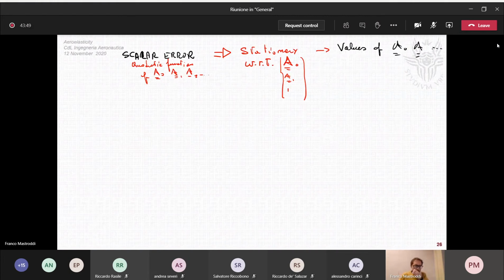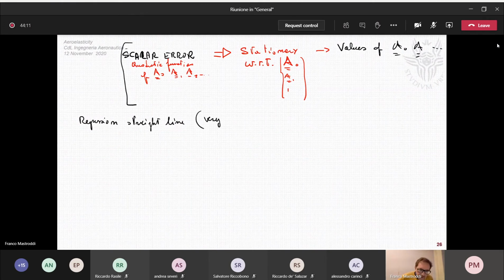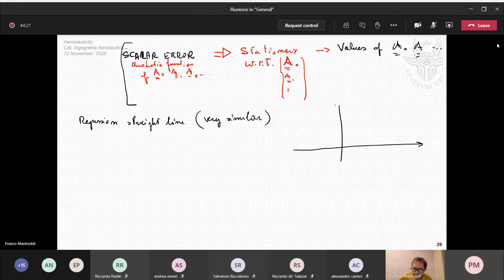Okay, so this is the procedure. This procedure is very similar to the determination of, for example, a regression straight line. This is a standard case. In the case of a regression straight line, you have the following problem. You have couples of values for x and y, like this.